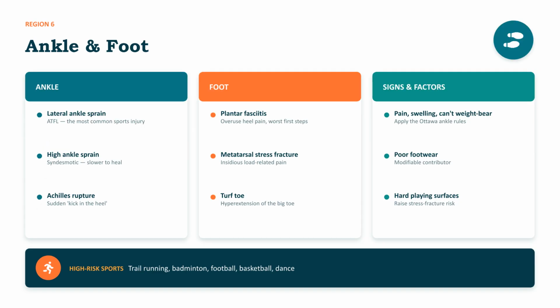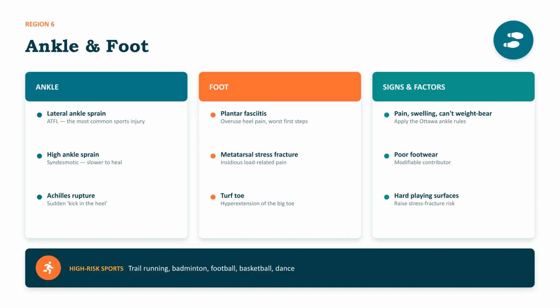Finally, the ankle and foot, where the most common sports injury of all happens. In the ankle, we see lateral ankle sprains. The ATFL is the most commonly injured ligament. Also, high ankle sprains, syndesmotic injuries that are slower to heal, and Achilles rupture, which patients describe as a sudden kick in the heel.